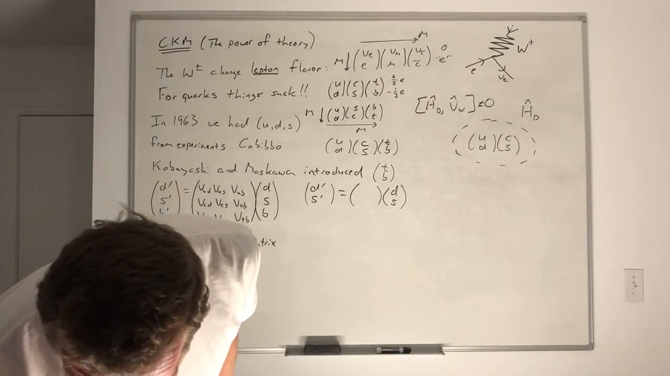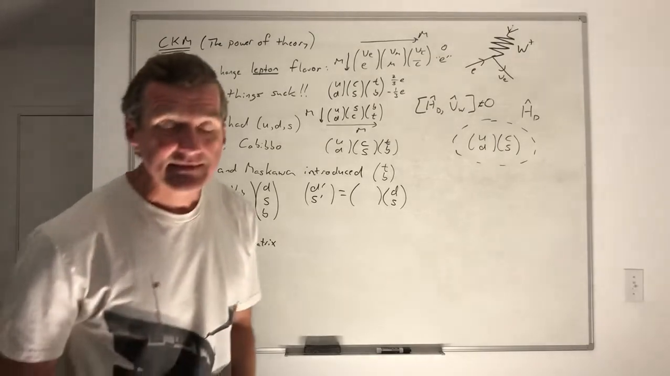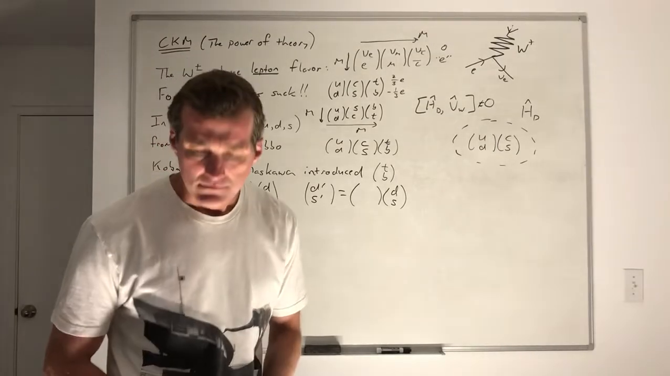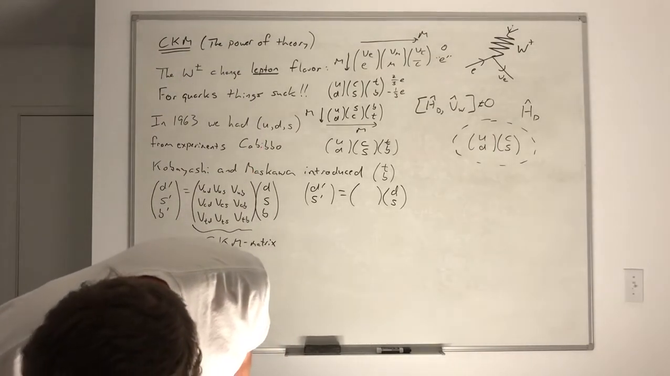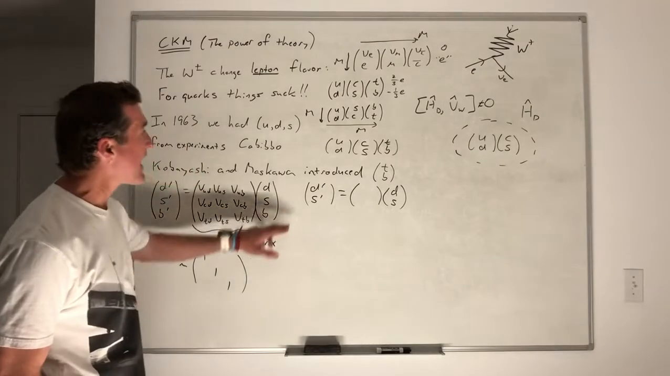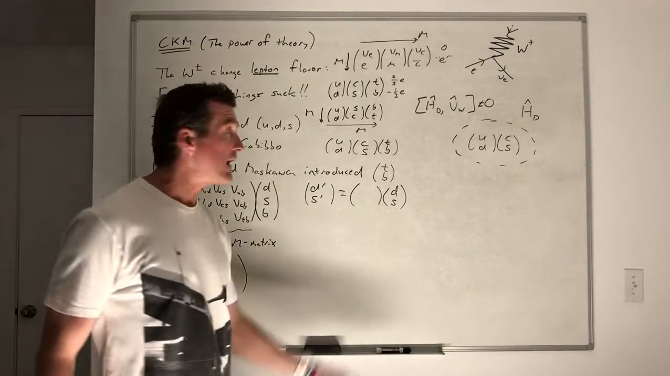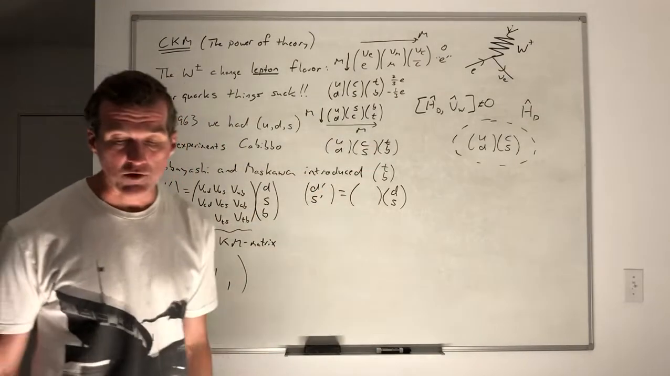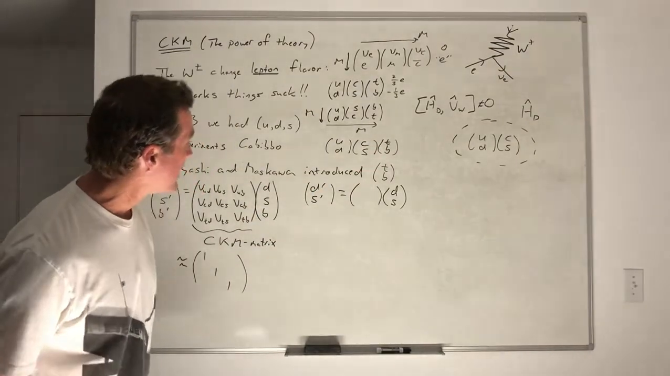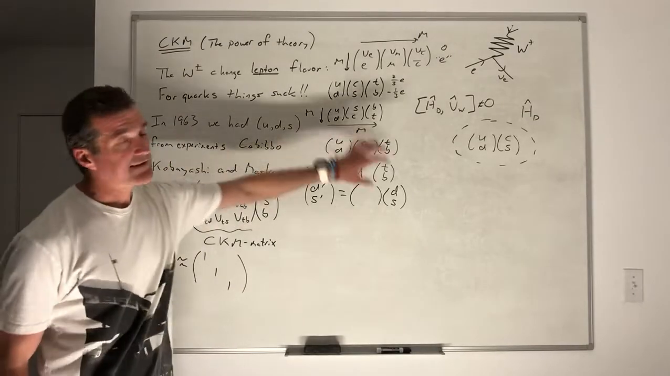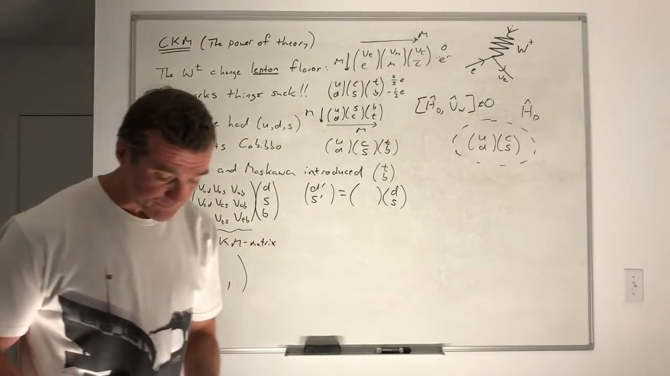And in 1964, by 1995, all of these quarks had been discovered. Okay, so it took a while to actually discover experimentally the top and the bottom quarks. But by 1995, everything that had been predicted had been discovered.